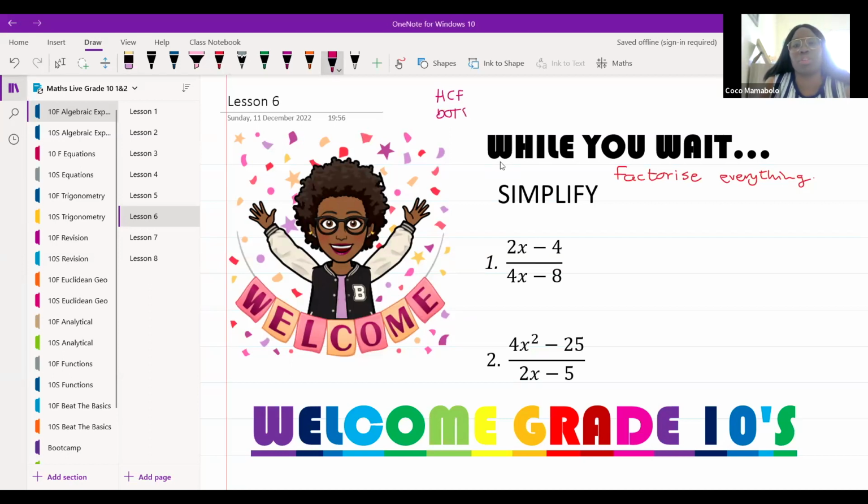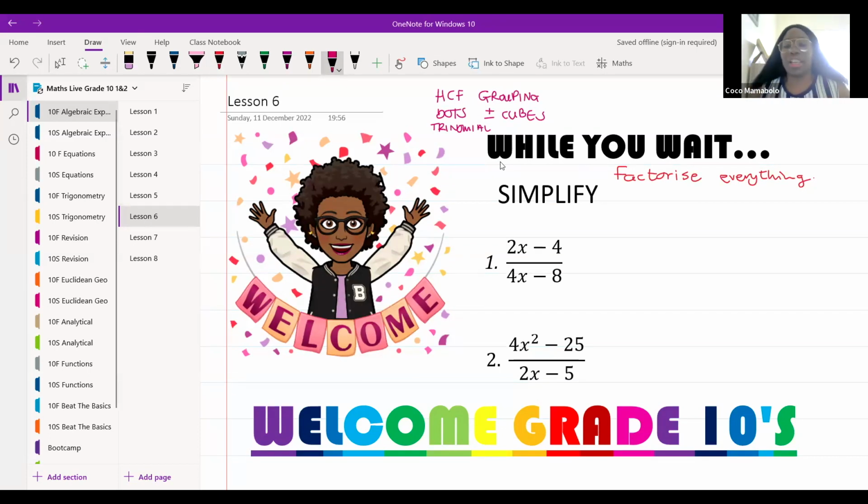We can check for difference of two squares, or we could look at a trinomial. We could possibly look at grouping, which also translates to common bracket, which also translates to HCF. And then we can look at the sum and difference of cubes. It can be any of those five. All right, it could be any of those five.